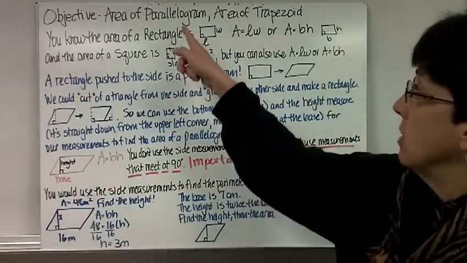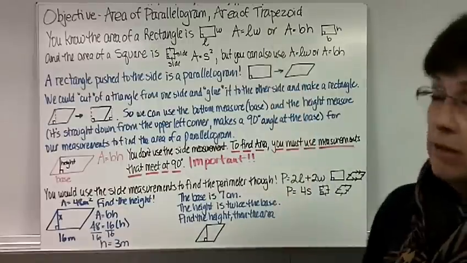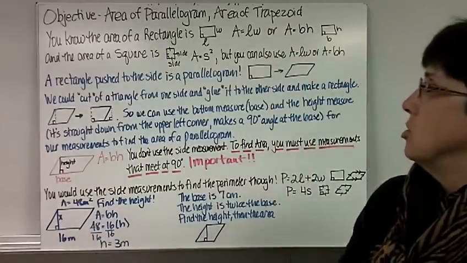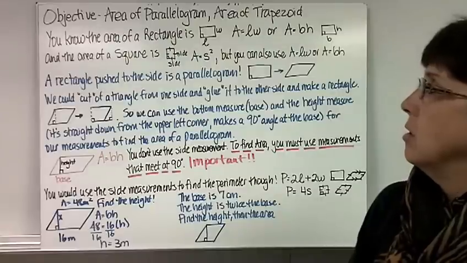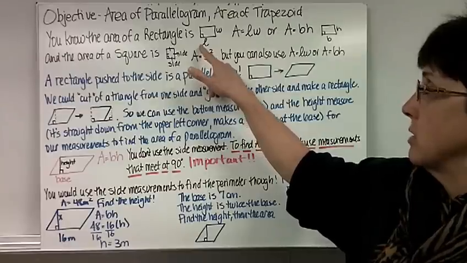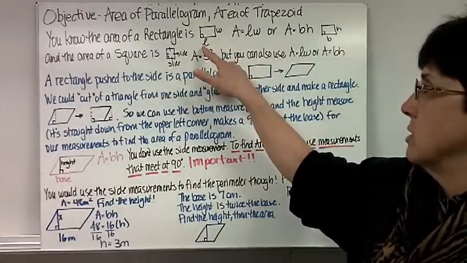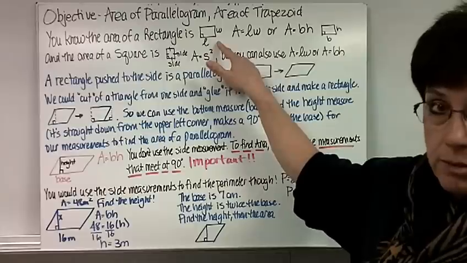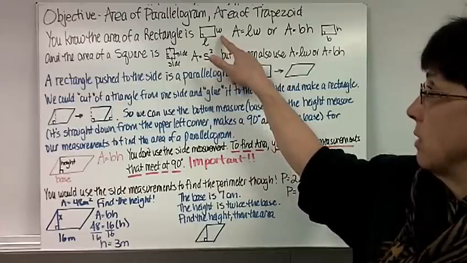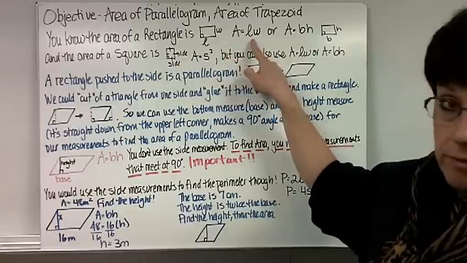Today's objective is the area of parallelograms and the area of trapezoids. So, to find the area of a rectangle, you could draw a rectangle, and I just drew one corner showing it's 90 degrees. You could say the bottom is the length and the side is the width, and the area would be the length times the width.